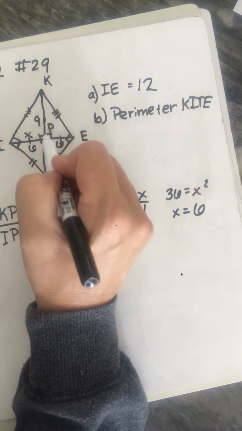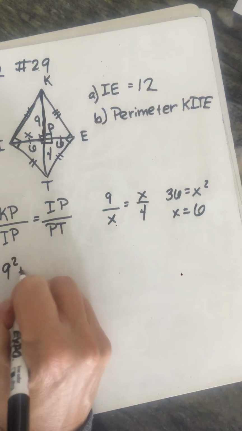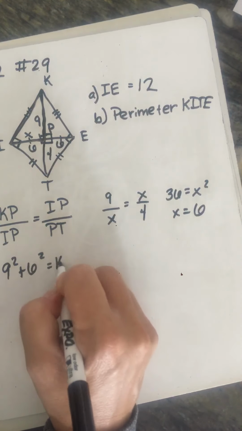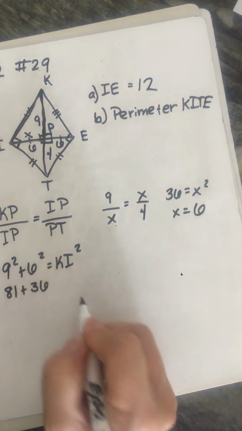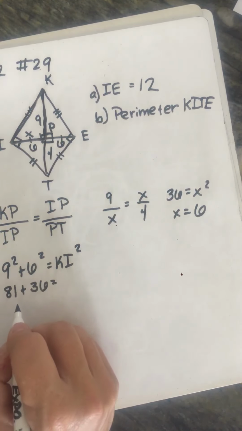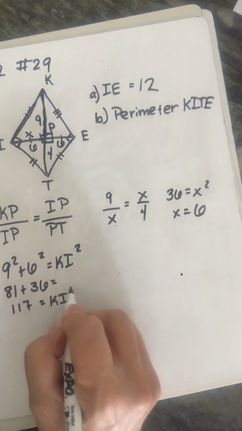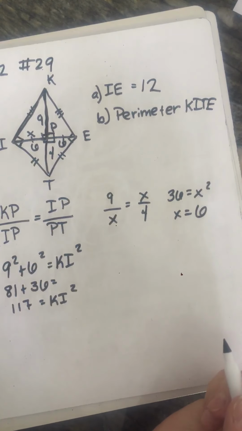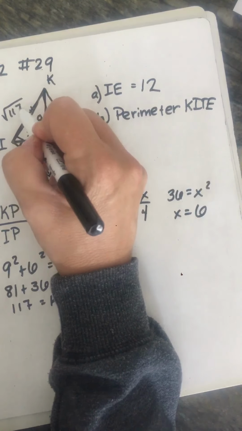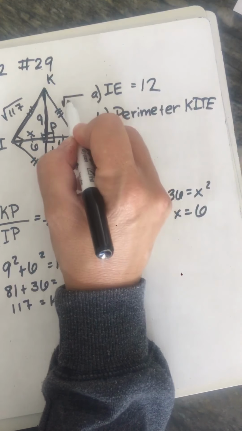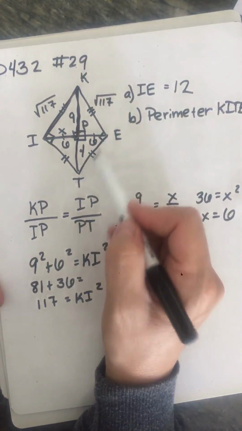Let's look at this triangle here. Just for kicks, you can pick any of them. 9 squared plus 6 squared equals KI squared. So that's 81 plus 36, so 117 is equal to KI squared. Is that right? 117? Yeah. So KI would be the square root of 117, which means that KE is also the square root of 117. Let's do the same thing for ET.